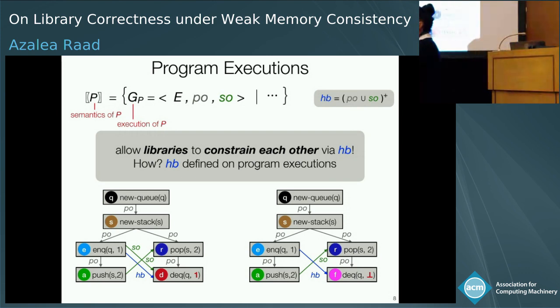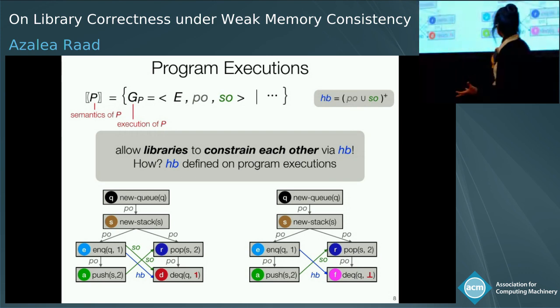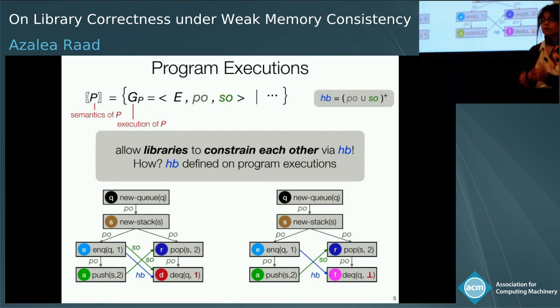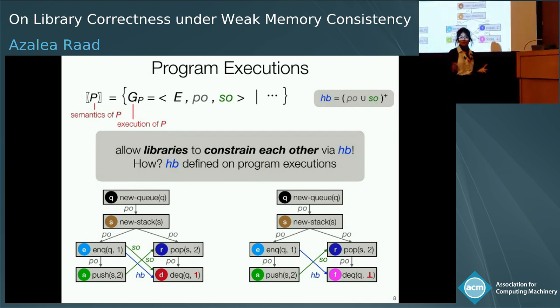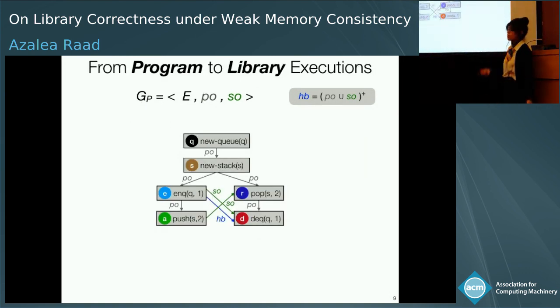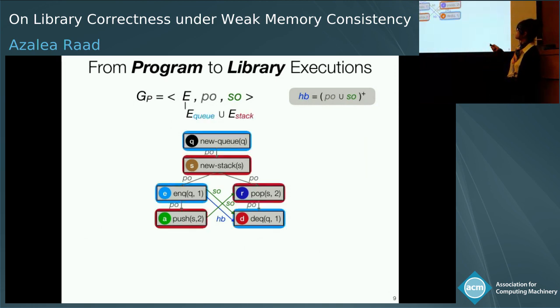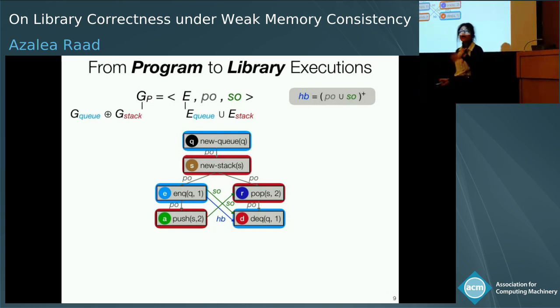I did say that I want these per library specifications, and this happens before relation is defined over the entire execution, and I want to just focus on the queue part. So to understand this, I'm going to tell you how, given a big program execution, we're going to project it down to, say, the queue part. So here is one of our executions from before, and if you look at its components, especially the events, you will see the events are the queue events highlighted blue and the stack events highlighted red. So intuitively, it should be possible for me to also project the graph down to the queue part and the stack part. And this is what I'm going to do for the queue part.